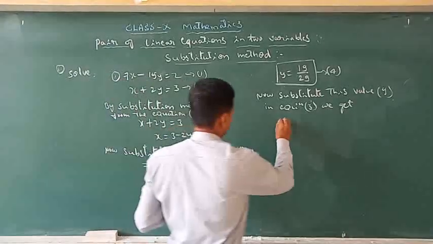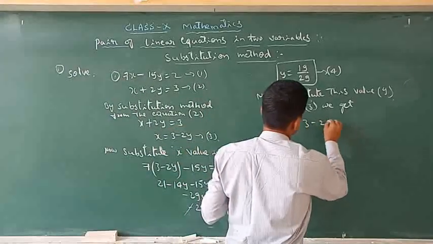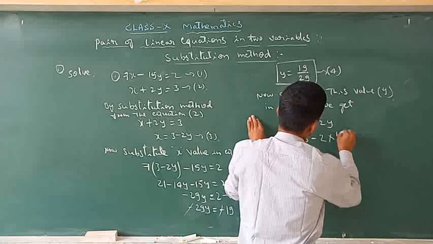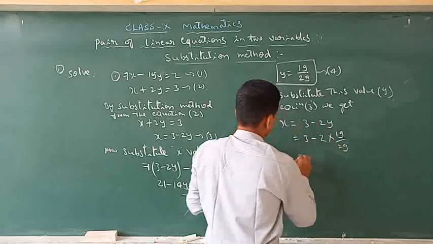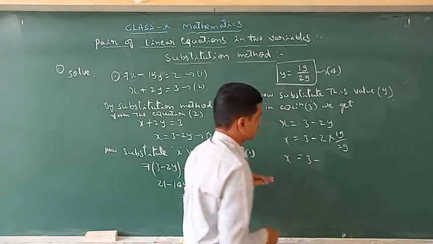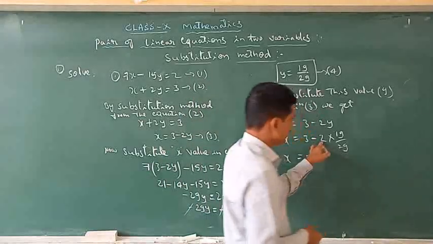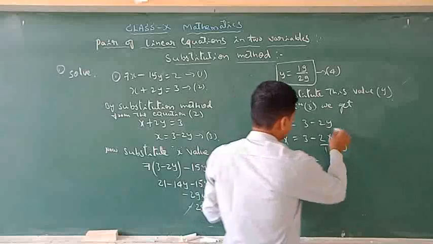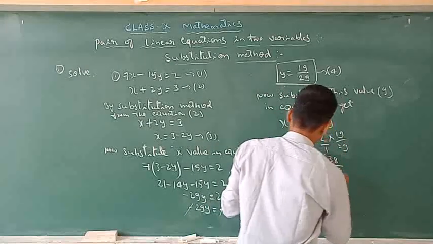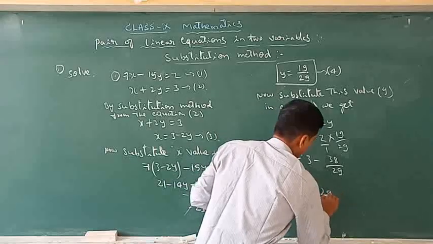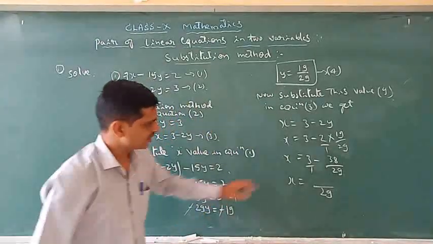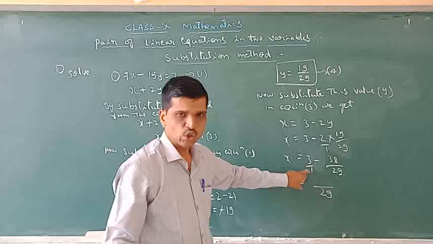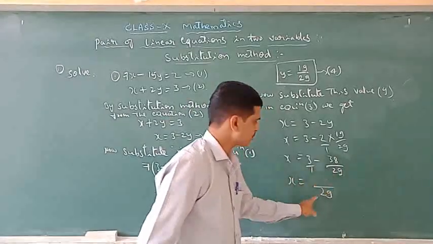So x equal to 3 minus 2y, where y is equal to 19 by 29. So x equals 3 minus 2 into 19 by 29, because it is multiplication. Always consider the denominator is 1, so numerator and denominator can be multiplied. Therefore 2 into 19 is 38 divided by 29. On taking LCM, the LCM becomes 29 because the denominator of 3 is 1. Consider 3 as a whole number or integer, whose denominator is 1.